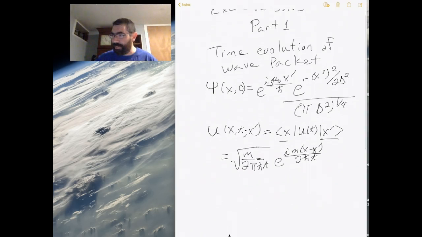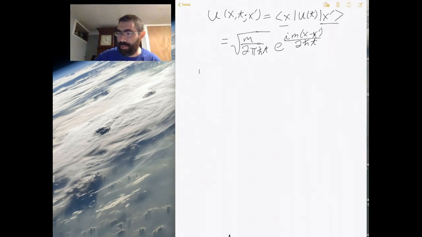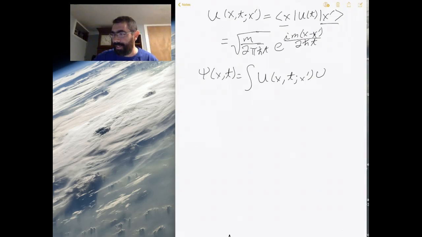So then we put that all together and we found the wave function at some later time and position. The wave function psi as a function of position x and time t was the integral of this matrix element U(x, t; x prime) times the initial wave function at time equals 0, integrated over x prime, like so.